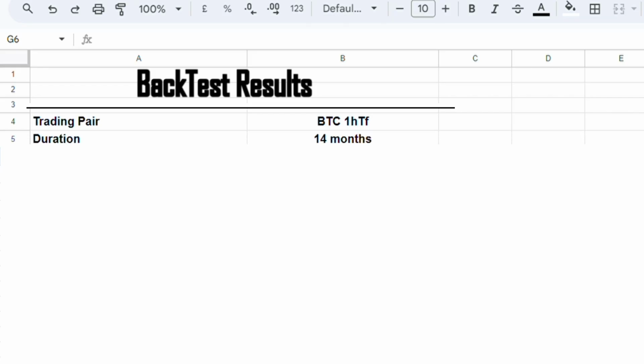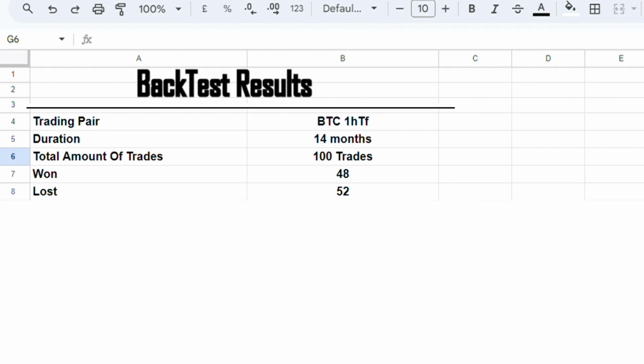Okay, so in 14 months we took 100 trades, 48 won and 52 lost, which means we had a win rate of 48%, and when going for a 1 to 2, that's perfectly reasonable. And we also had a net profit of 44% in those 14 months.